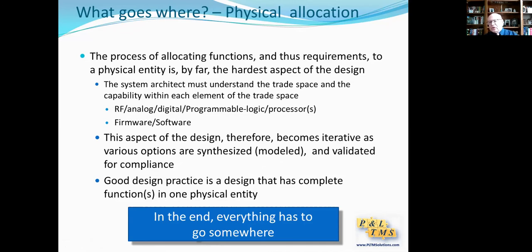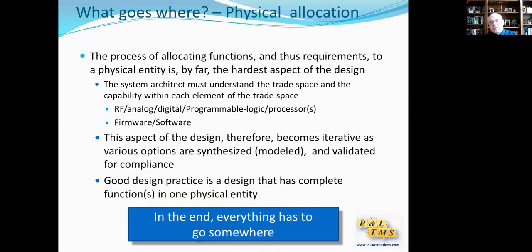You must understand the trade space and the capability within each element of the trade space. So you need to know what you can do in the microwave world, what you can do in the analog world, digital, the throughput, the timing, all the things associated as you make the choices of where you put your design, and the implications on size, weight, power, time. I mean, all the things that you are concerned with, right? Have an assessment depending on how you place it.